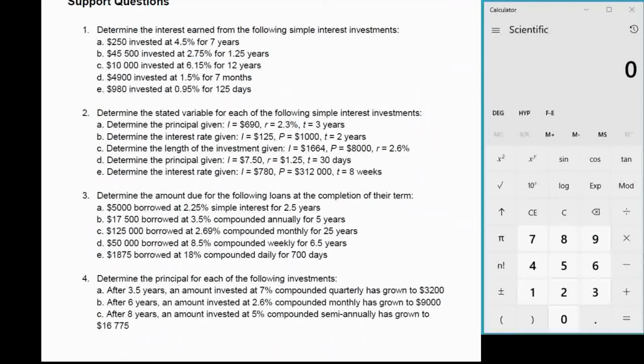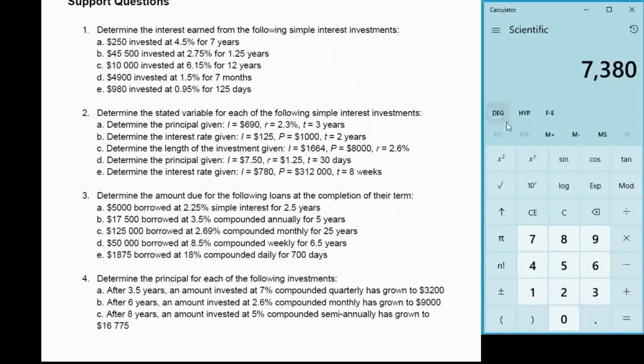Let's look at some of these other questions here. For these support questions, you'll see a few types. I'll do one of each. So we'll do 1C. This is just simple interest. It says we have $10,000 and we're investing it at 0.0615 for 12 years. And we're asked to determine the interest, and the interest is just $7,380.